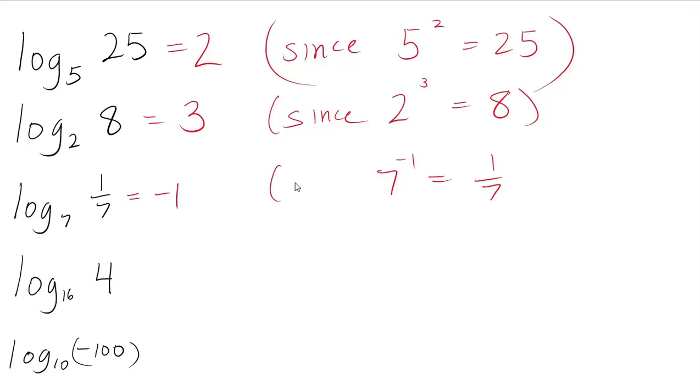log base 7 of 1/7 is -1. If you look at this next example too quickly, you might have a knee-jerk reaction. Log base 16 of 4 is not 2. I know 4 squared is 16, but that's not the order here. We ask what exponent do we have to put on the base in order to get the input.